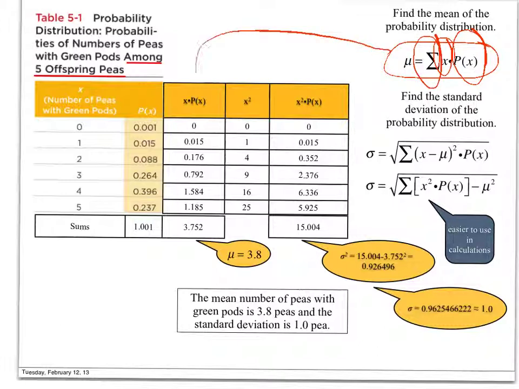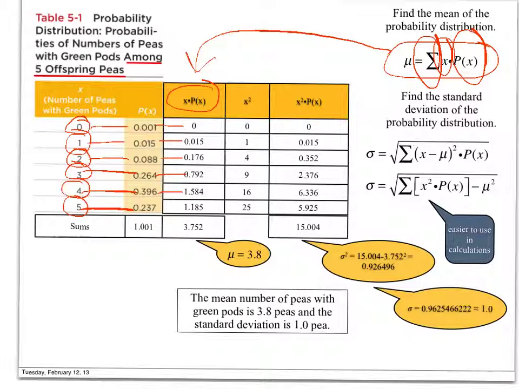So you can see in this column is where I have x times p of x. And so what we do is we take the x value 0 and multiply it times its probability, and of course we get 0. We take the x value 1 multiplied times its probability, and we get 0.015. Take the next x value 2 multiplied by its probability and get 0.176. Do that for all of the x values. Multiply each one times its probability. Write that number down, or save it in your calculator, and then add all those numbers together. Once you add all those numbers together, you get the mean of your probability distribution.